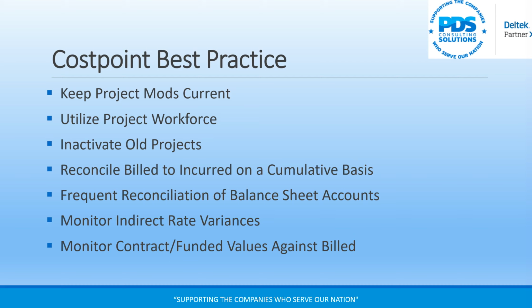And also look at any indirect rate variances. You're going to have a wonderful report with the statement of indirects from the cost pool module to be able to see the rate variances, target versus actual. And then once again, always monitor, which there are plenty of different tasks and radio buttons within the contract module of Costpoint to be able to set your contract funded values against billings to let you know how you are performing and when you're bumping up against those values.